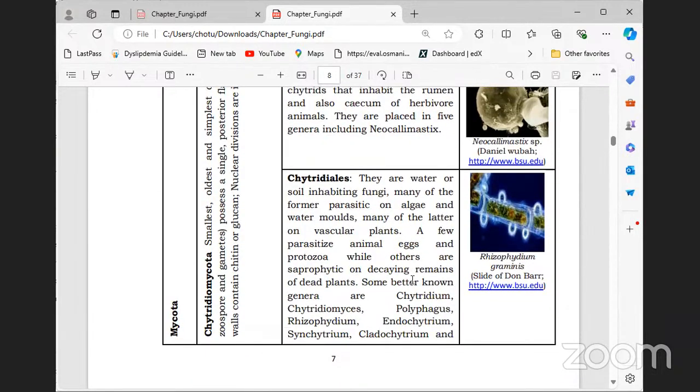Next one, Chytridiales. They are found in water. You can observe this type of fungi. They are water and soil inhabiting fungi, and many of them are parasitic on algae, which is very important. These fungi are parasitic on algae, and you can observe them as water molds, then on later vascular plants, and next a few parasitisms are there.